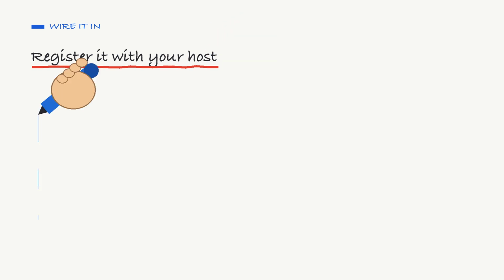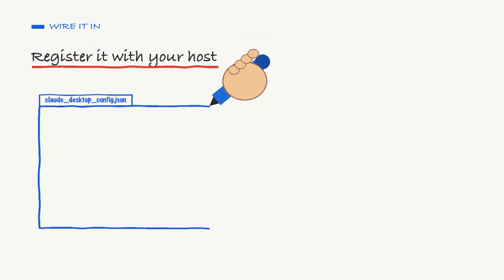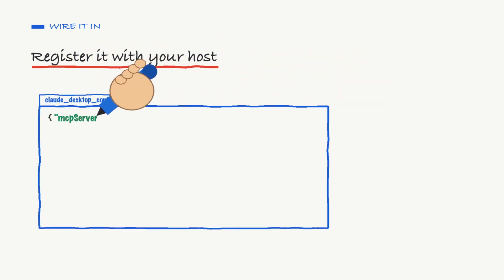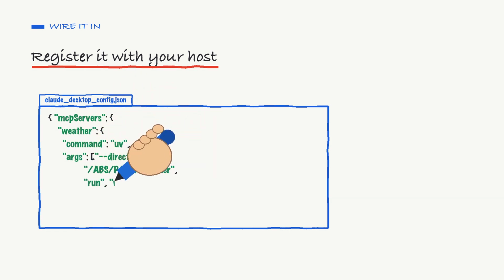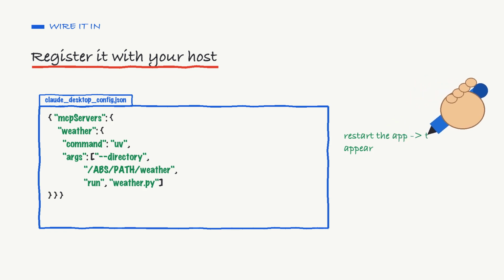In Claude for desktop, that's a small JSON config: the server's name, the command to launch it, and the arguments, including the absolute path to your project. Restart the app, and your weather tools appear. Then just ask, "What's the weather in Sacramento?" and watch your own tool light up.